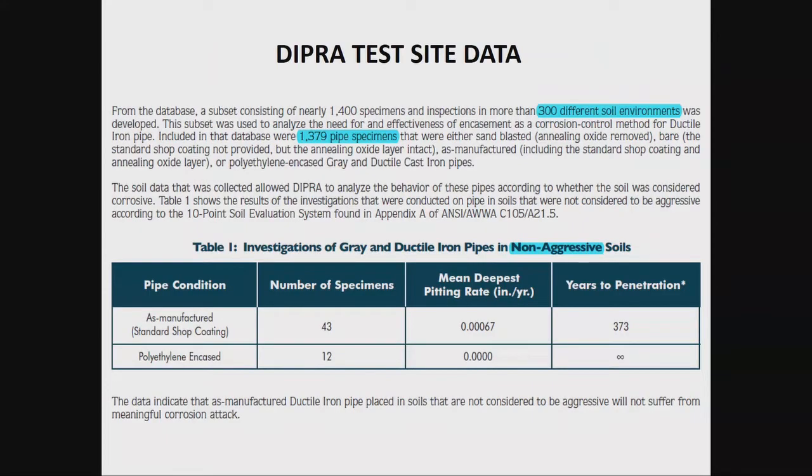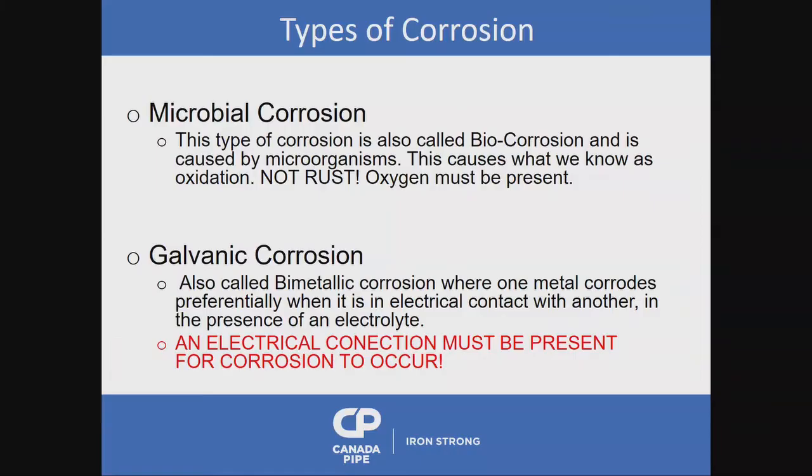Right now, we have about 300 different soil environments and almost 1,400 specimens that we know. And we know for a fact that ductile iron or iron will last in non-aggressive soils upwards of 370 years. And how do we know that? The first pipe that was ever installed was installed by Louis XIV in France, and it was a cast iron pipe, and it lasted until the 1980s. So that's how we know how long it will last. We'll get into corrosive soils after.